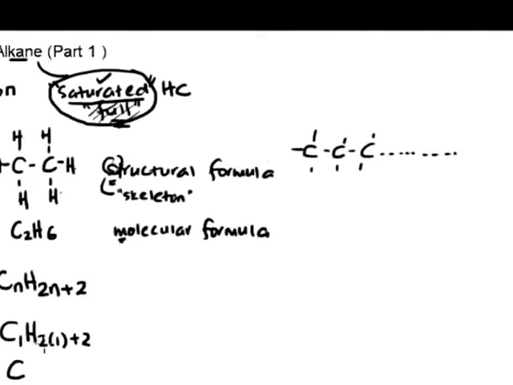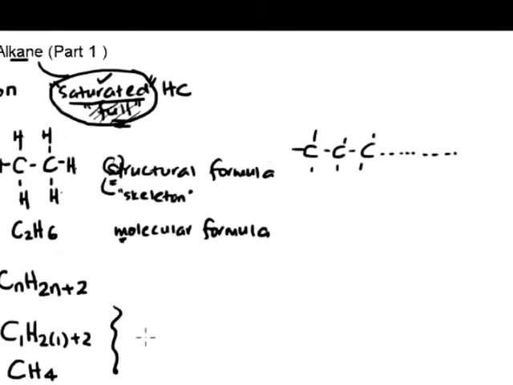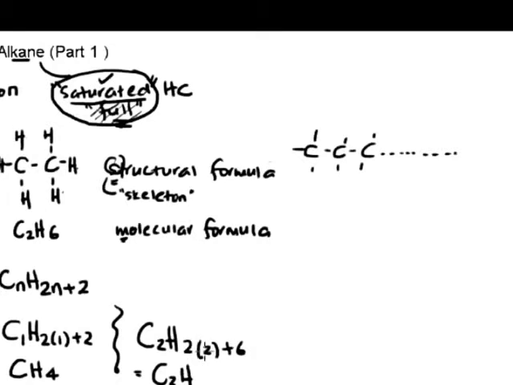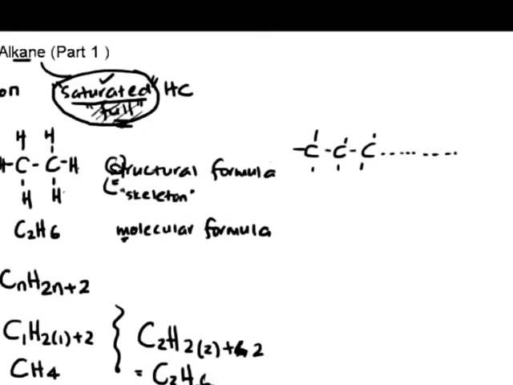Okay, and how about our second example here? If I got C2, H will be 2 times 2 plus 2, which gives me an answer of C2H6. Oops, sorry, this is not plus 6, this is plus 2, right? So it's 2 times 2, 4, 4 plus 2, 6. So it makes our understanding much easier.